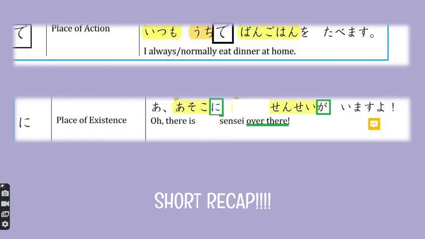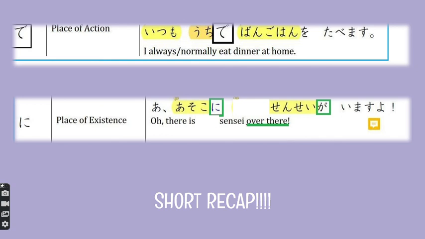Okay, now you can also take out this place of action. I will give you a short recap. De marks the place of action. Ni marks the place of existence. So I always or normally eat dinner at home is いつもうちで晩ご飯を食べます。いつも is always or normally, うち is home, and since 晩ご飯, dinner, is eaten at home, the place of carrying out the action of eating is your home, it is marked with the particle de. Ni marks the place of existence.